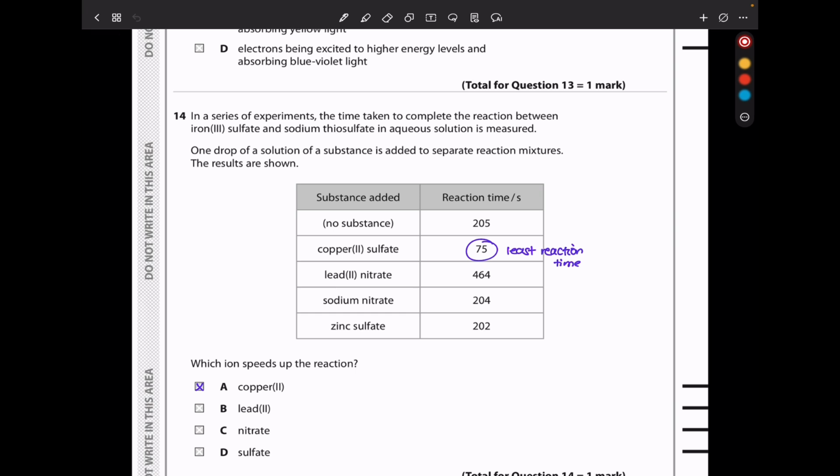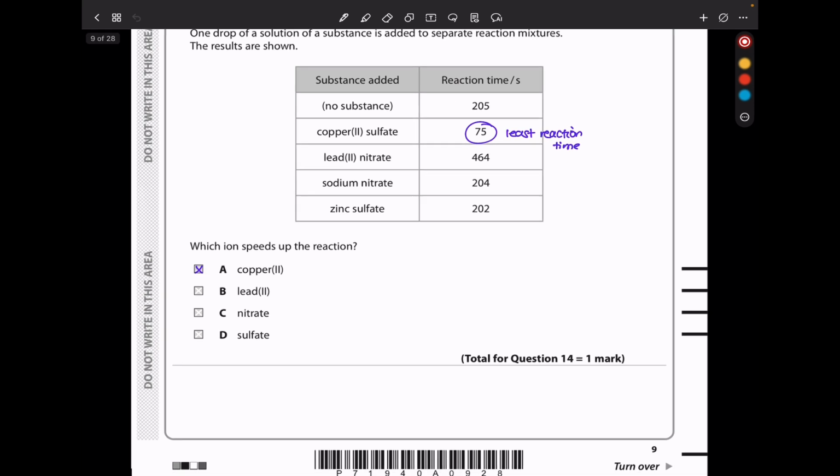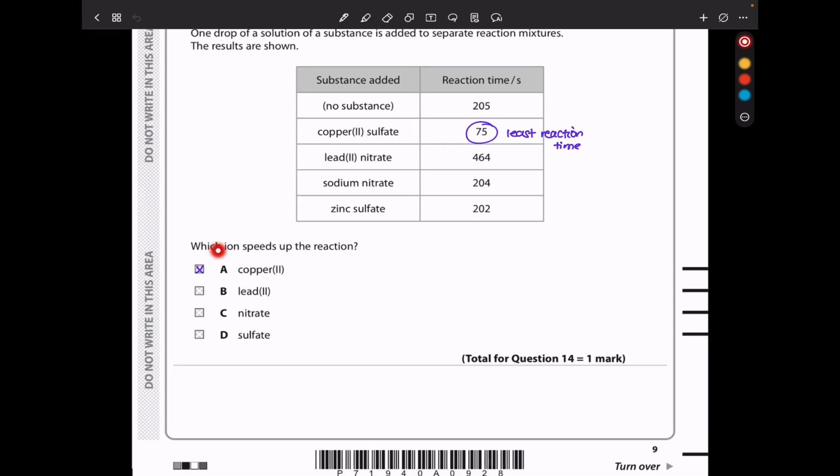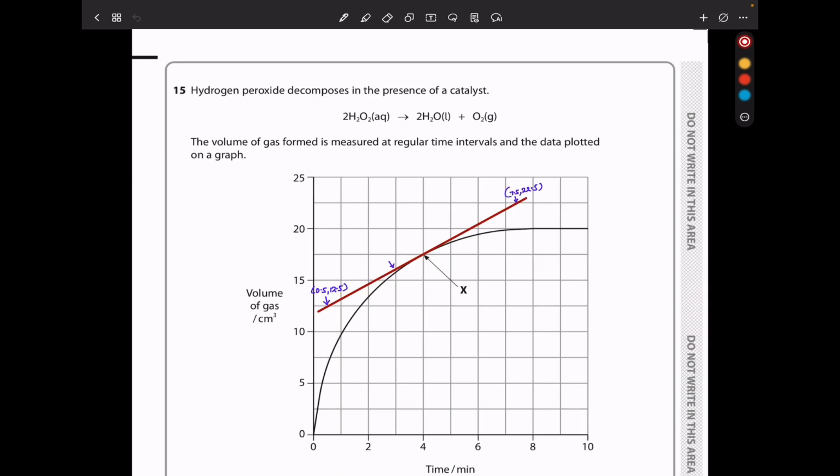In question 14, in a series of experiments, the time taken to complete the reaction between iron 3 sulfate and sodium thiosulfate in aqueous solution is measured. 1 drop of a solution of a substance is added to separate reaction mixtures. The results are shown. So here's the information in the table. We can see the reaction times and then the substances that were added. They say which ion speeds up this reaction. If there is no substance, the reaction time is 205. But here we can see when there is copper 2 sulfate, this has the least reaction time. Therefore, it's going to be copper. So the answer should be A.